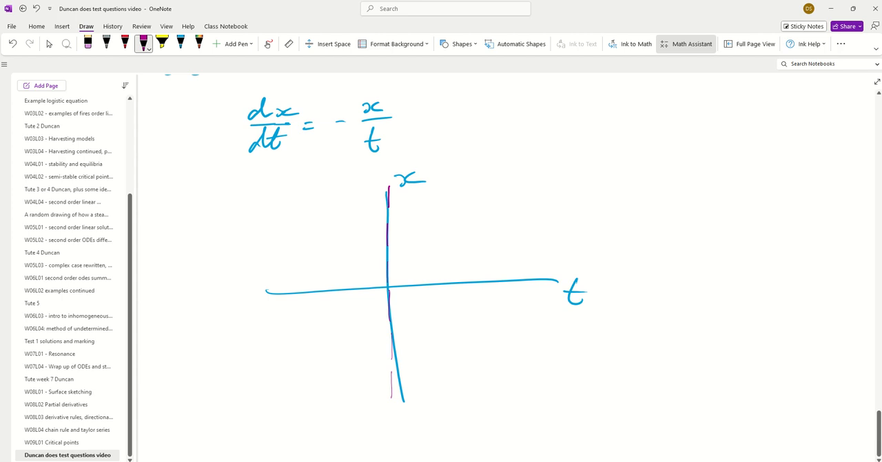Now, if I choose x equals 0, I get 0 derivative for all t. Except, of course, at the origin, where everything's a little bit nasty.